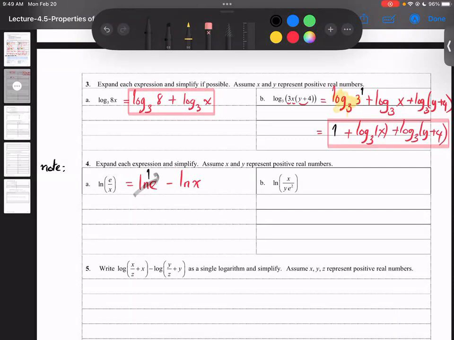ln e equals 1 and e to the ln equals 1. Those two things you see all the time, not just in math class, but in statistics class. The reason being that ln is the same thing as log base e. Right? It cancels with the e. So 1 minus ln x, and now we're done.